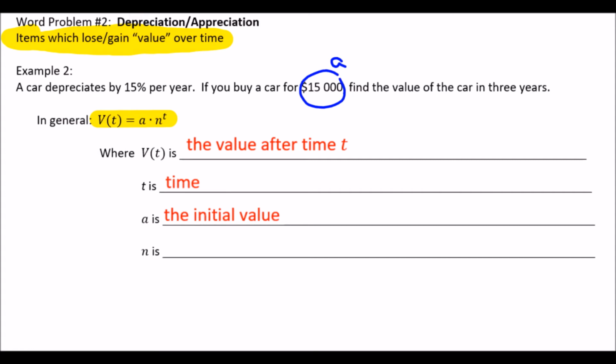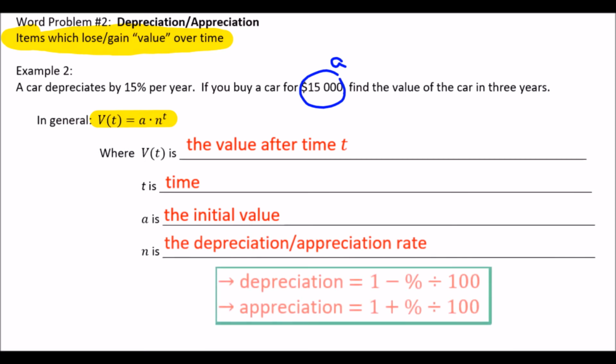And then finally, N is the depreciation or appreciation rate. So here, for depreciation, you can see clearly it's 1 minus. Why is it minus, Mr. Wills? Because we're losing value. So minus percent divided by 100. For appreciation, it's going to be 1 plus percent divided by 100. Remember, BEDMAS says you have to do percent divided by 100 first before you add or subtract.